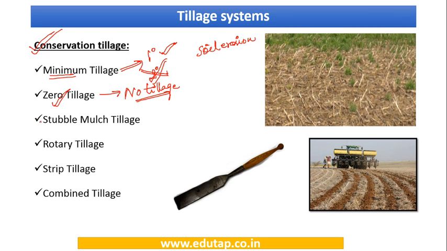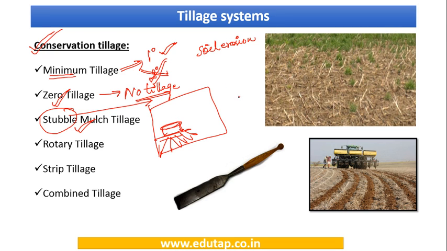Then comes stubble mulch tillage. When you talk about stubble, it is nothing but the roots or the stem portion of a plant. Sometimes when you harvest a plant, you tend to leave the base stem portion along with the roots intact in the field, and when you take up that same patch of land for planting the next crop, you decide to leave these stubbles, and you are not using implements to uproot them. So this is stubble mulch tillage.